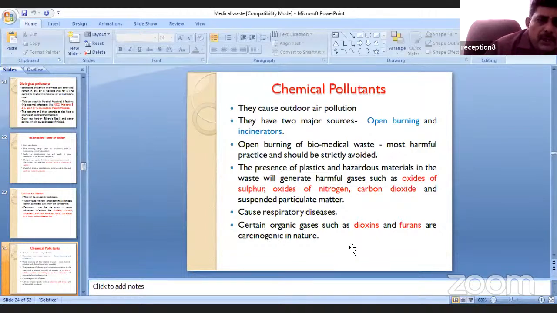Open burning of biomedical waste in an open area produces too many gases, like sulfur, nitrogen, and carbon dioxide, I mean in oxide form. All those gases may cause respiratory diseases in humans. Also, certain organic gases, especially dioxins and furans, are carcinogenic in nature. So that is also generated by chemical pollutants as part of air pollution.